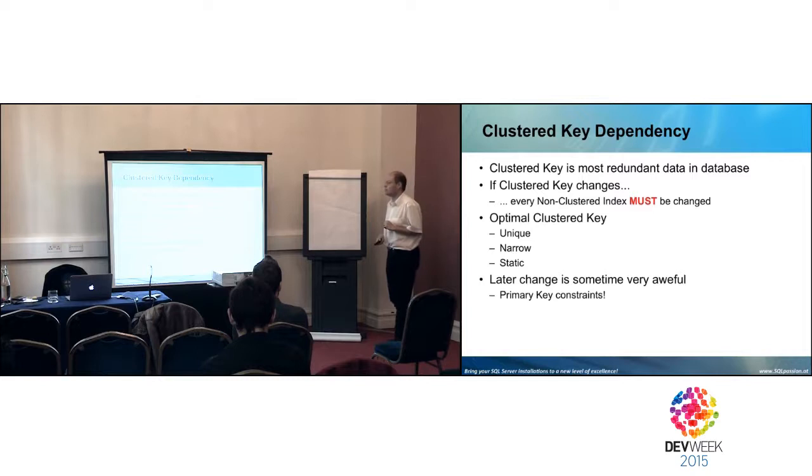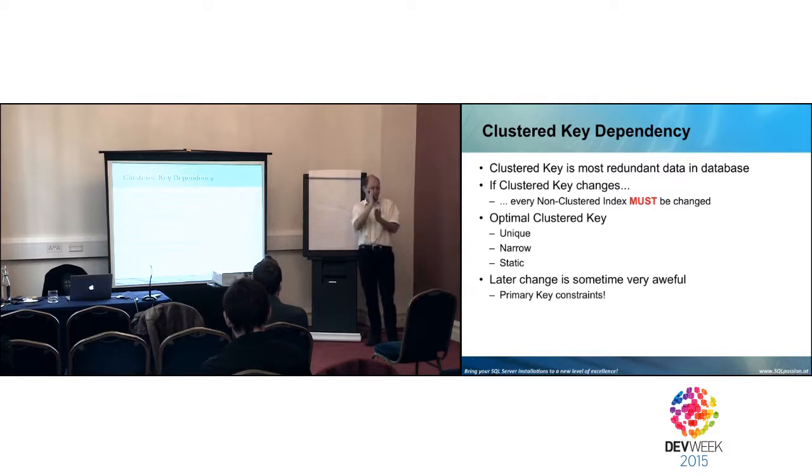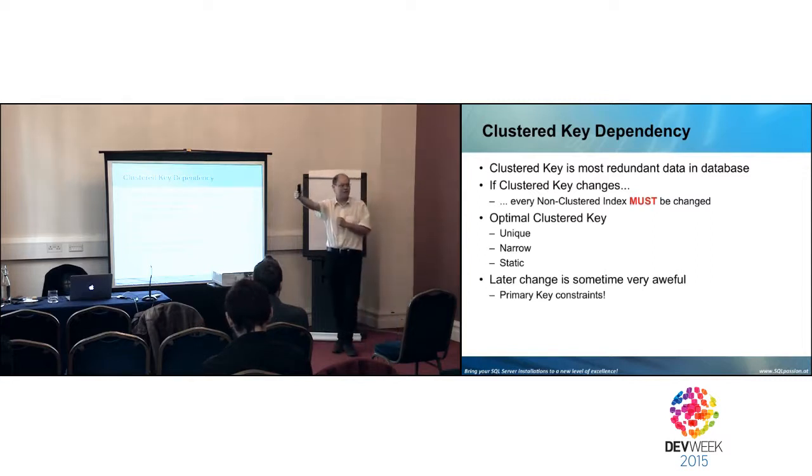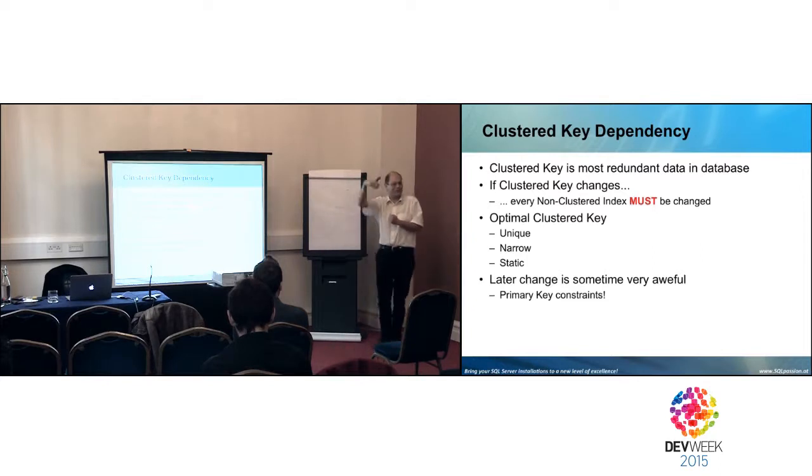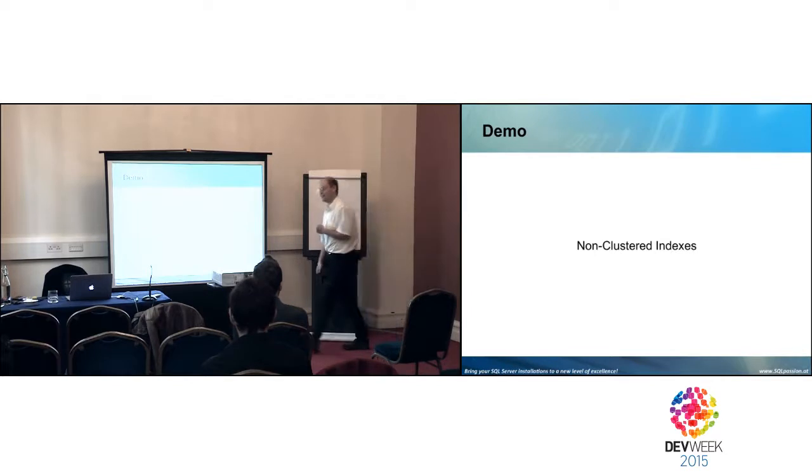Means normally we should create a clustered key column which is unique, which is narrow, very, very small, like an int identity column, and which is also static, means it should not change. Because when your clustered key column changes, you also have to update your non-clustered indexes, because the non-clustered index has the clustered key column as logical pointer. Okay? Let's have a look at that.